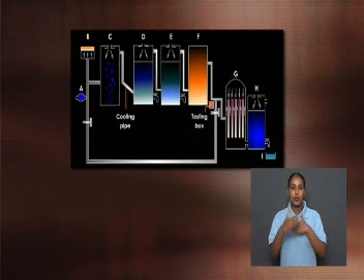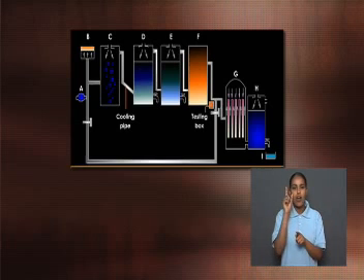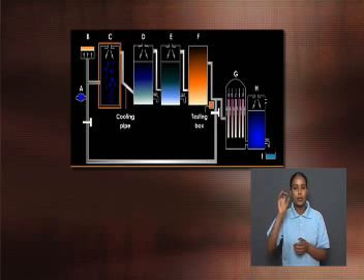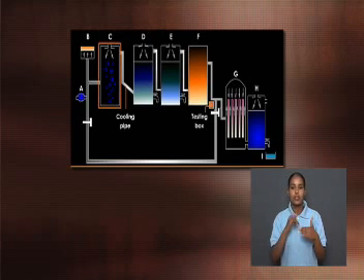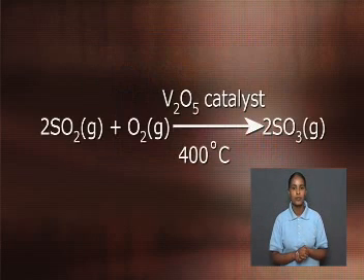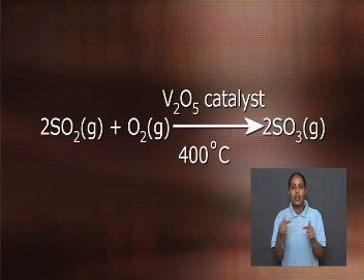This process is quite slow, but it is quickened by heating the reaction mixture to 400 degrees Celsius along with the presence of a catalyst. Vanadium pentoxide is used as the catalyst. This process is called the contact process. This is because the sulfur dioxide and the oxygen molecules react when they come into contact with the surface of vanadium pentoxide.